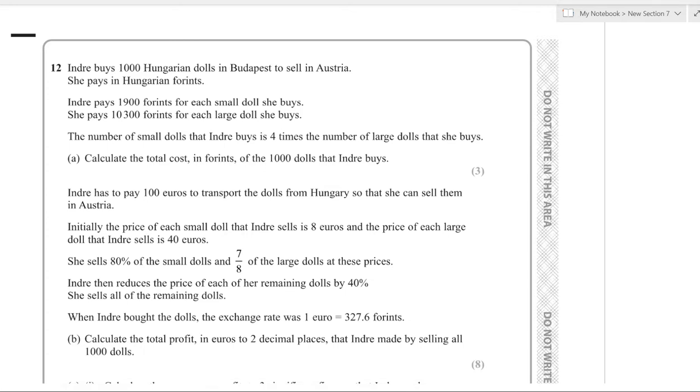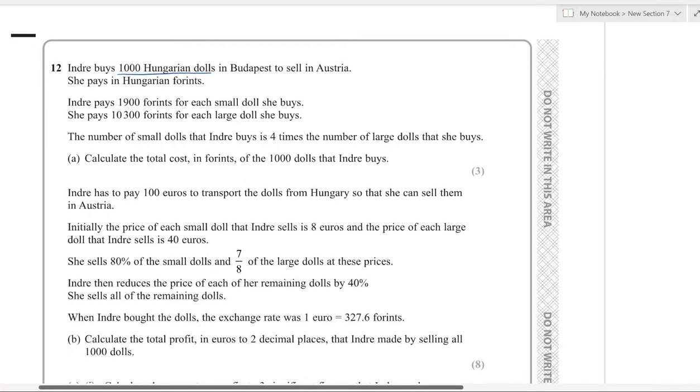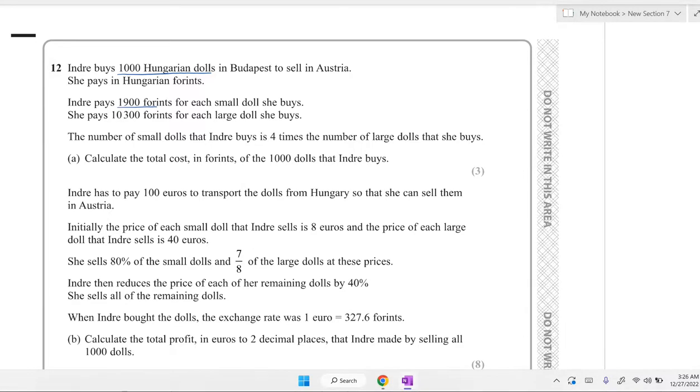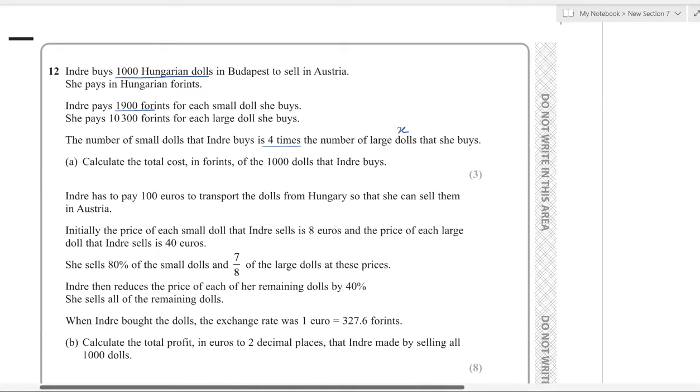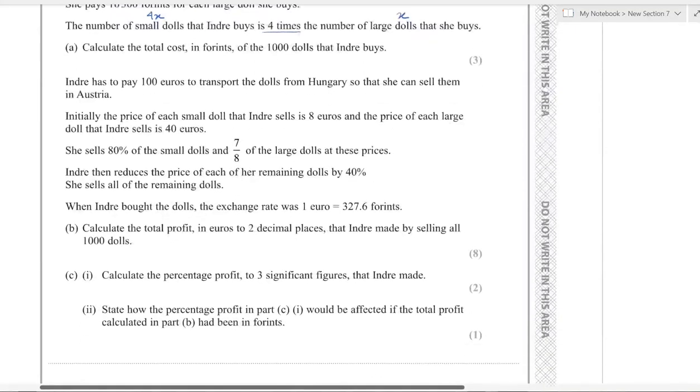So Indri buys 1,000 Hungarian dolls in Budapest to sell in Austria. She pays in Hungarian forints. So she pays 1,900 forints for each small doll, and she pays 10,300 forints for each large doll she buys. The number of small dolls that Indri buys is 4 times the number of large dolls she buys. So let us consider the number of large dolls to be x, which makes the number of small dolls obviously 4x, as it was 4 times the large dolls.